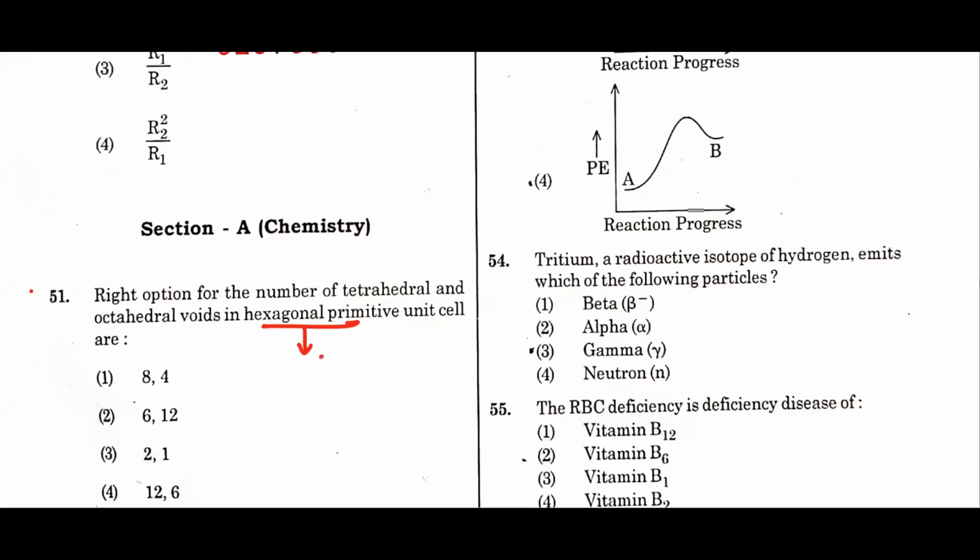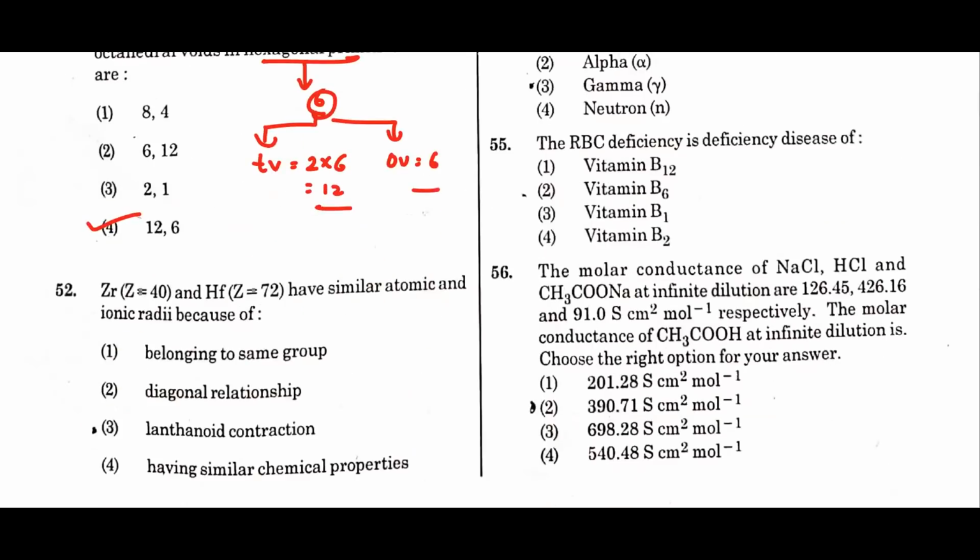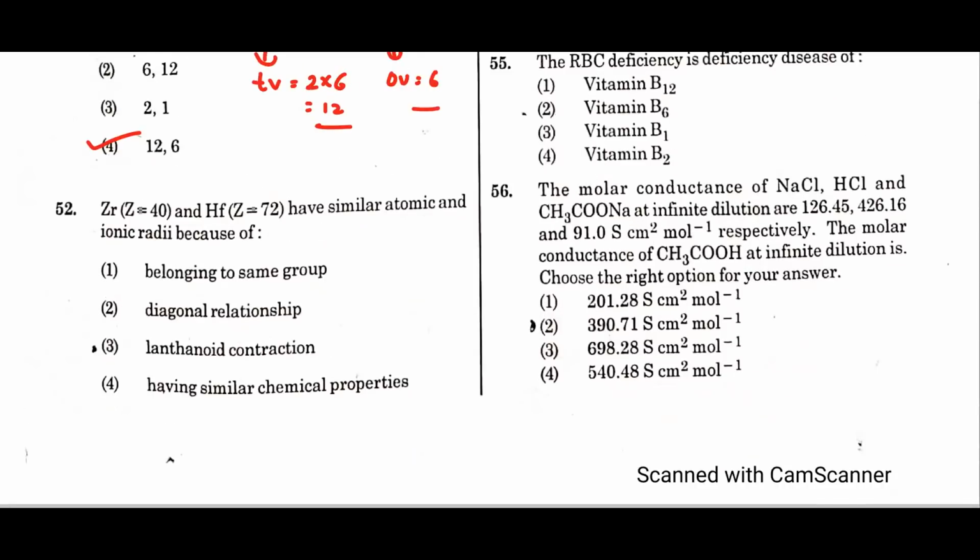A hexagonal unit cell contains 6 effective number of atoms. So tetrahedral voids are double the number of atoms, that is 2 into 6 is 12. And octahedral voids are exactly the same as the number of atoms, that is 6. So option 12, 6 is your correct answer. First option is the correct answer.